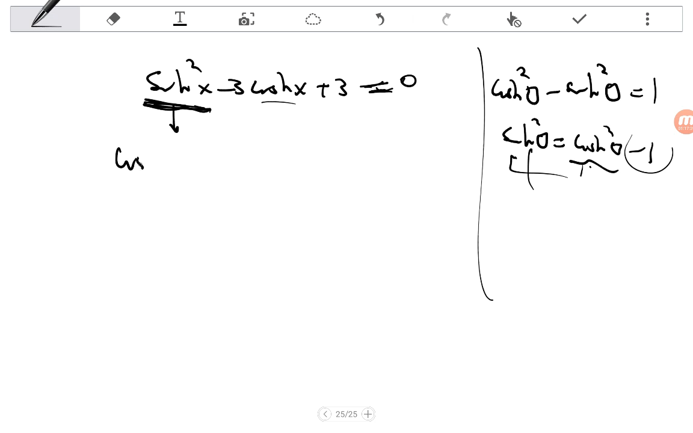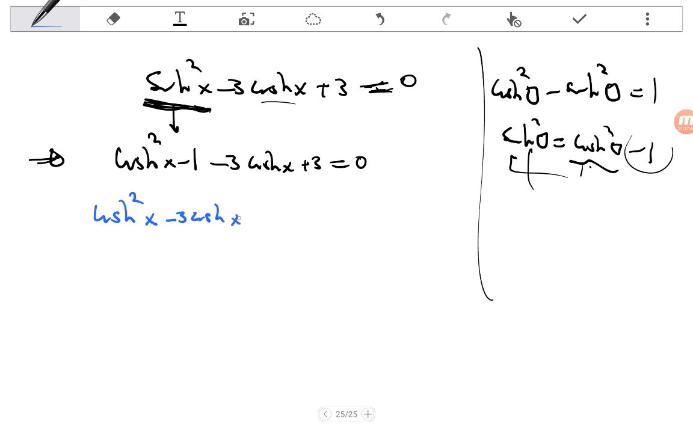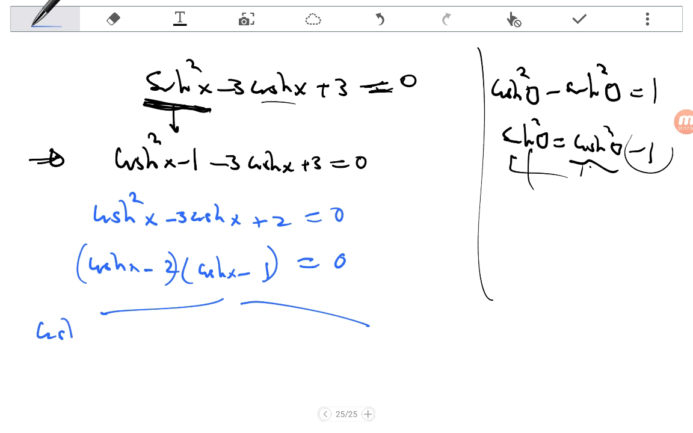So, I just take this to be cosine squared minus 1, minus 3 cosine x plus 3 equal to 0. Now in this equation all the terms are in terms of cosine, in terms of just one hyperbolic function. I just rearrange it to be cosine squared x minus 3 cosine x plus 2 equal to 0. I can factorize this equation: cosine x minus 2 and cosine x minus 1. So I have two equations, cosine x equal to 2 and cosine x equal to 1.